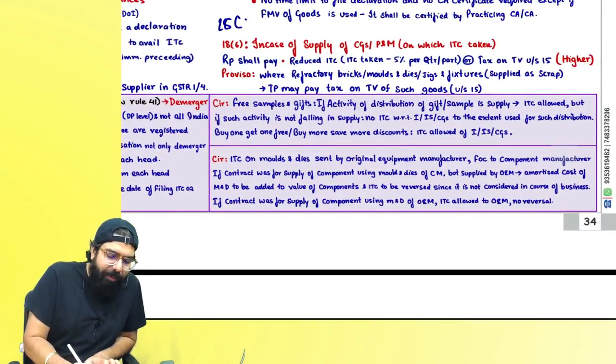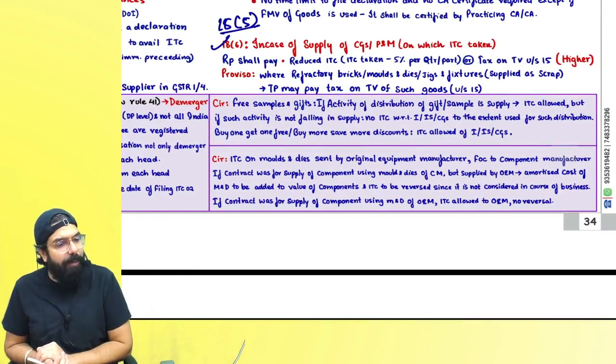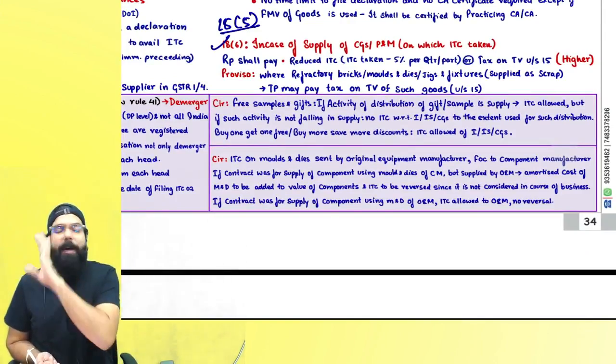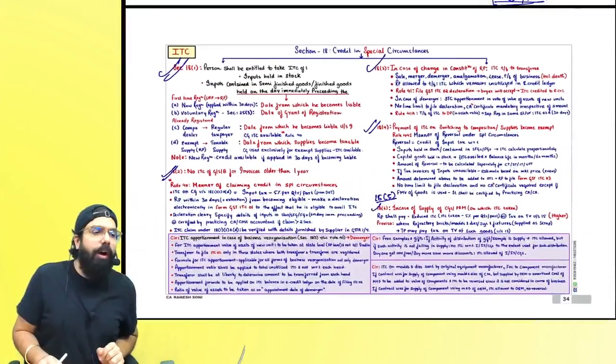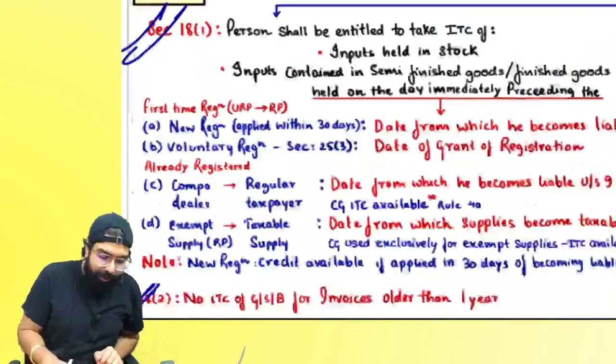Section number 18.5 gives gyan, total bakwas, and 18.6 is when you are supplying plant and machinery on which you have taken the ITC, you pay the tax on transaction value or reduced amount of ITC, whichever is higher. Let's do section number 18.1.